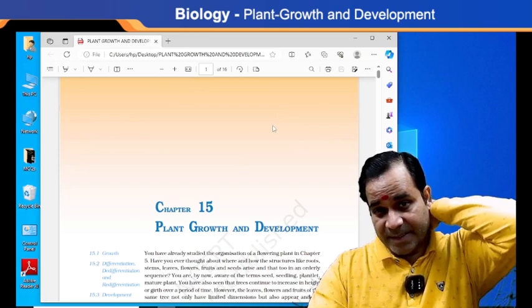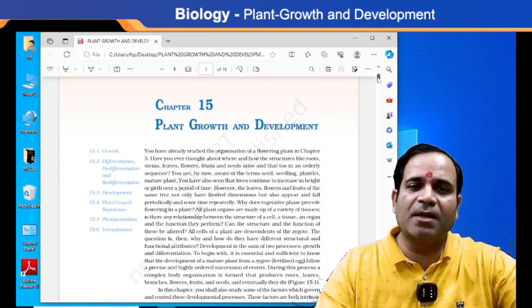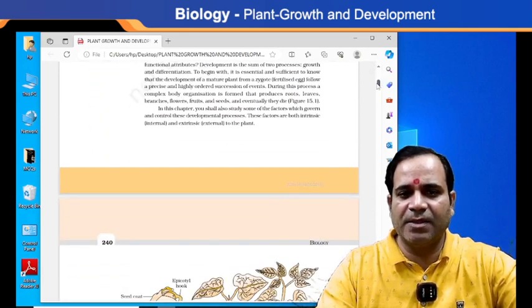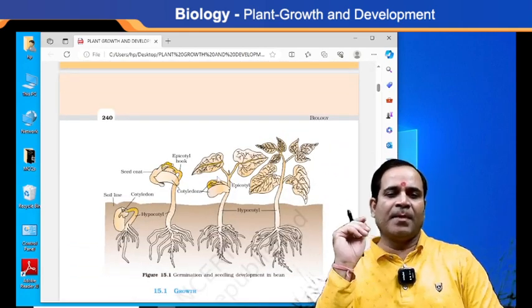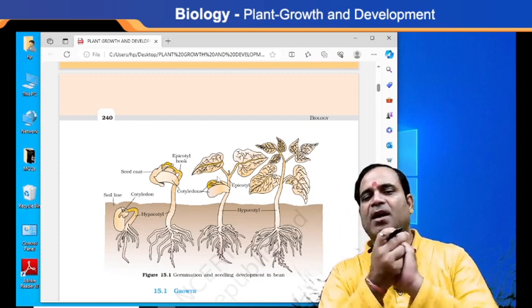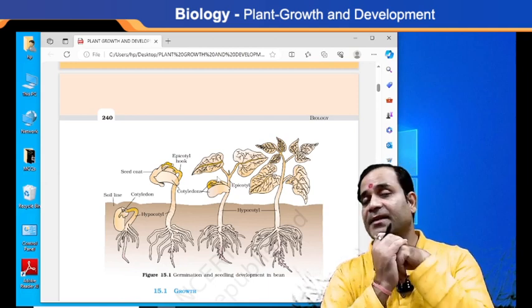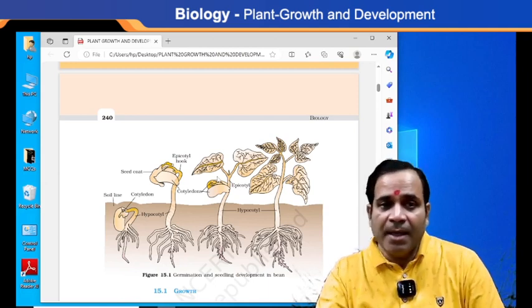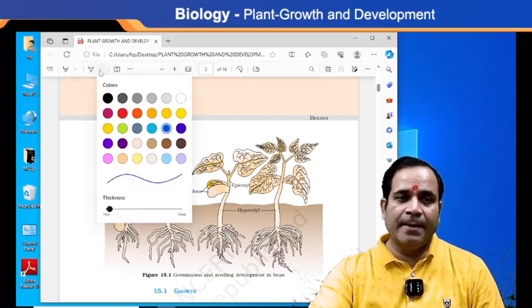Okay. So let's see. Here we discuss all these things. Okay. So, plant growth and development. We should start from here. Let's see this one thing. In this very diagram it is clear to all how growth in the plant can take place, from germination and seedling development in bean, my dear. Okay, so see with the help of the diagram here.